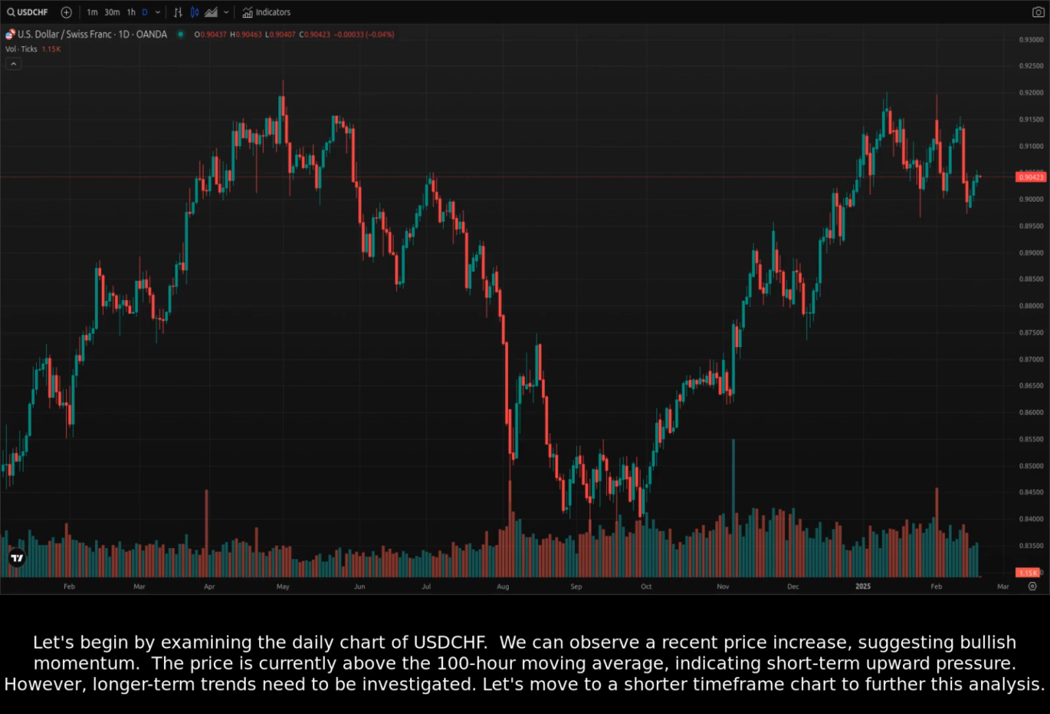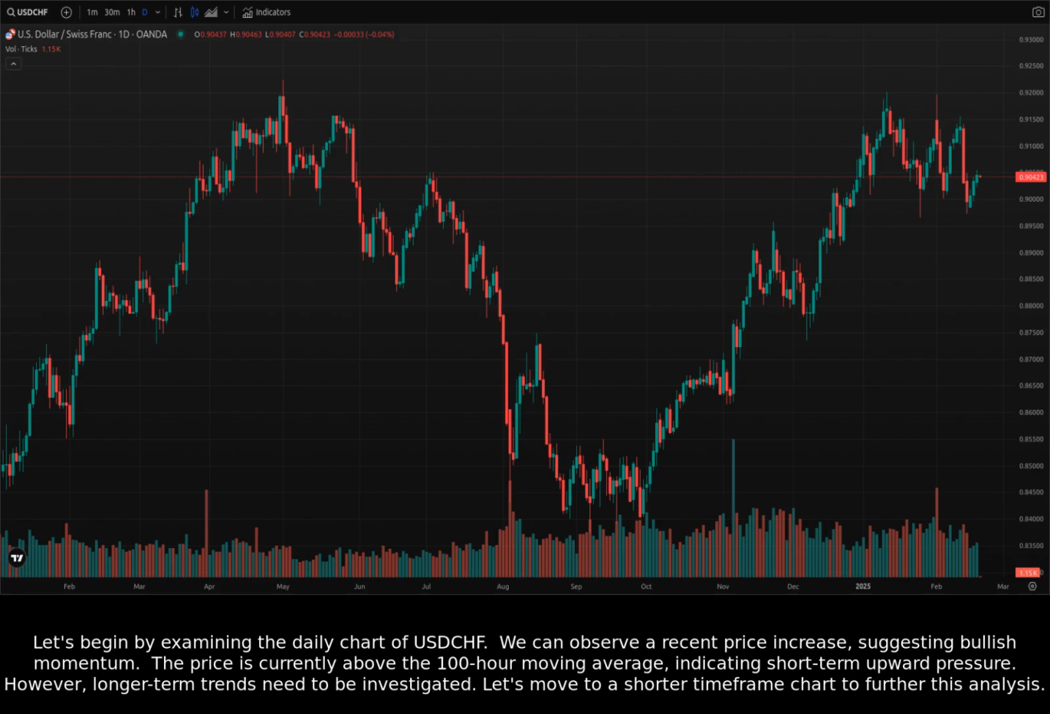Let's begin by examining the daily chart of USDCHF. We can observe a recent price increase, suggesting bullish momentum. The price is currently above the 100-hour moving average, indicating short-term upward pressure. However, longer-term trends need to be investigated.